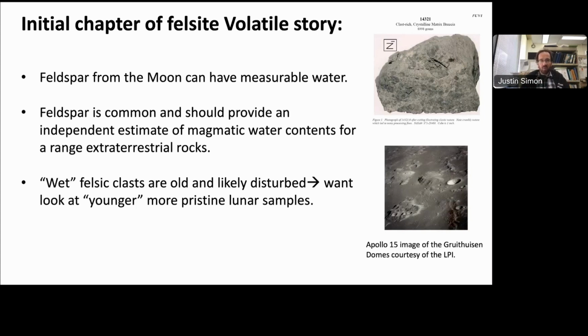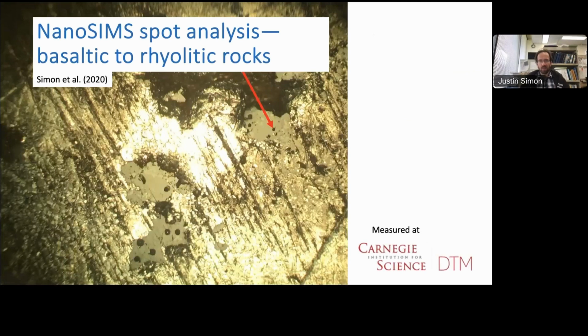Feldspar is common and should provide an independent estimate of magmatic water contents for a range of different lunar and other extraterrestrial materials. And the clasts that we studied indicated wet magmas. They're old and they're likely disturbed. And so what we wanted to do, as I mentioned before, is look at younger, perhaps more pristine samples. And so that's this next and final chapter of this talk.